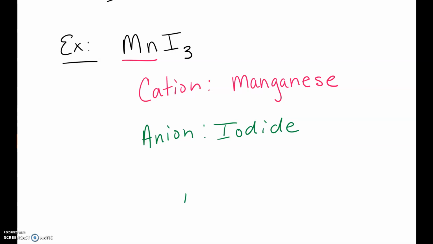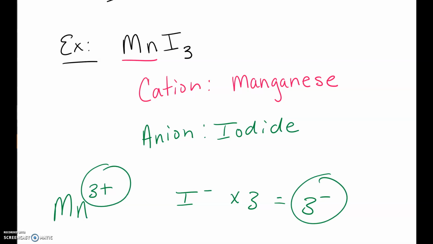Iodide has a charge of 1 minus, but there are 3 of them. And so the overall charge contributed by iodine is 1 minus times 3, a total of 3 minus. In order to cancel that out, Mn must contribute a charge of 3 plus, because 3 pluses and 3 minuses cancel out to give a neutral charge, or an overall charge of 0. And so my cation must be manganese(III).